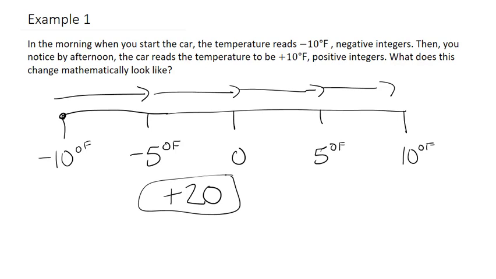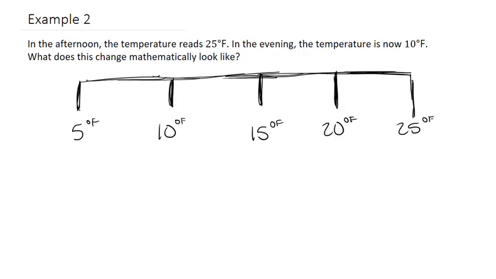But what happens if we go down? So let's look at another example. In the afternoon, the temperature reads 25 degrees Fahrenheit. And then in the evening, the temperature is now 10 degrees. What does this change mathematically look like? So this time, instead of going to the right, we're going to go to the left. So we start at 25, which is right here.